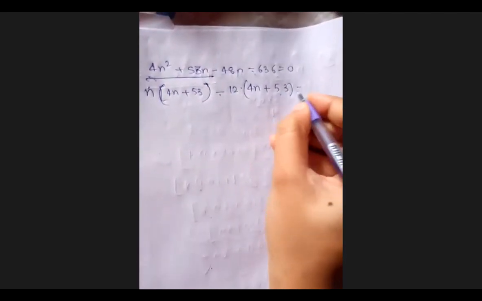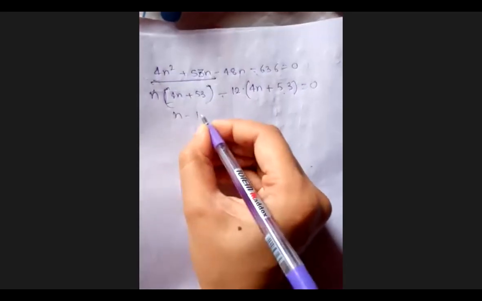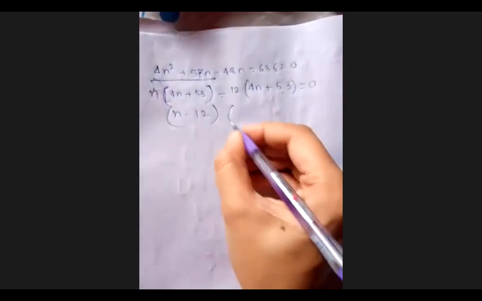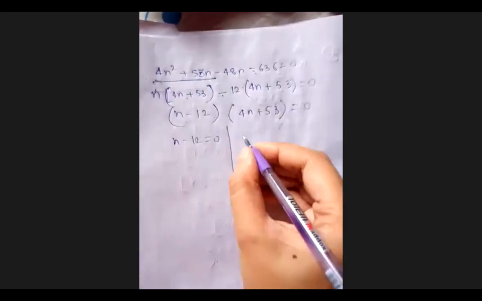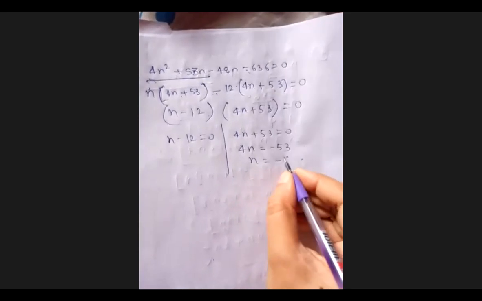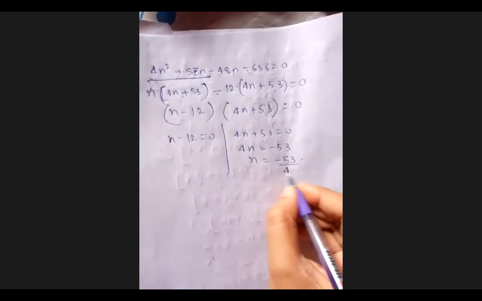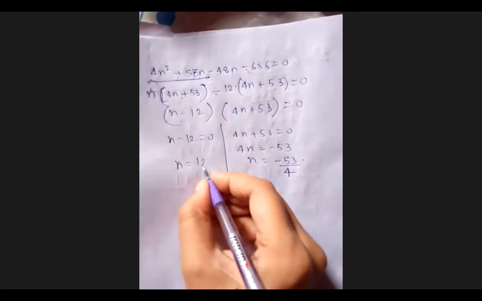Because if you take minus common, this sign will change to plus. You have two factors, (n - 12) and (4n + 53). It means n - 12 = 0 and 4n + 53 = 0. Here we get the value of n as -53/4, and in this equation we get +12. So I have just told you the number of terms.